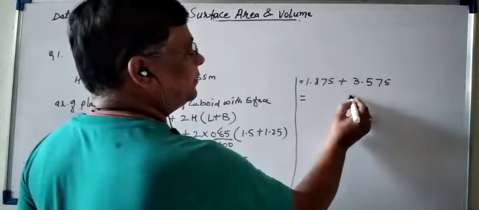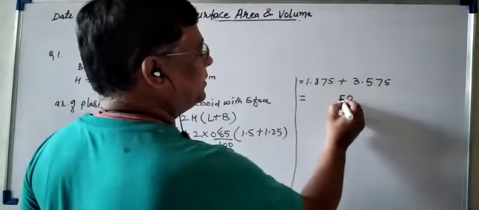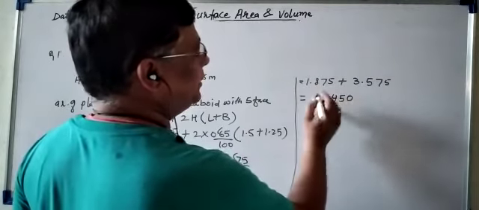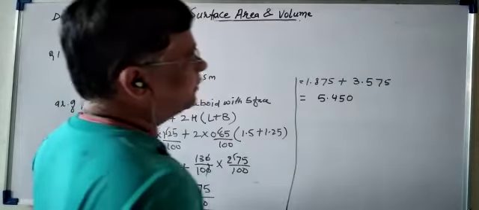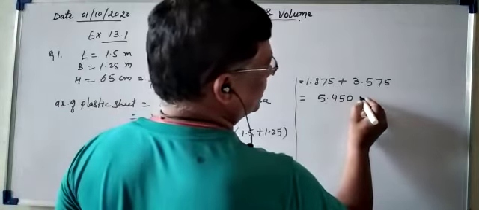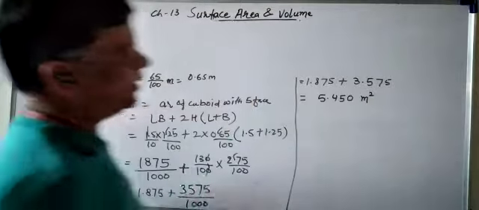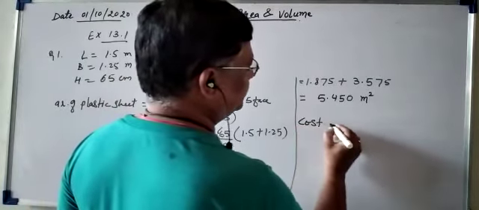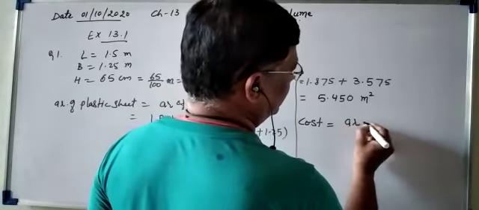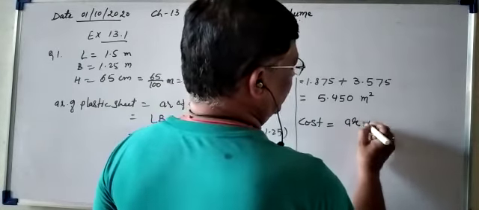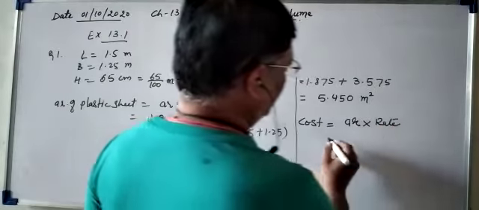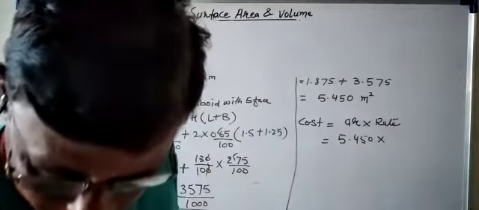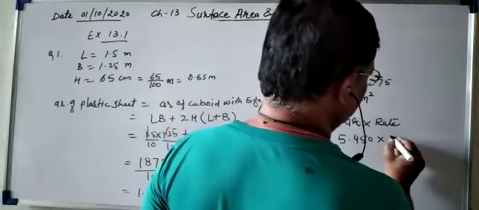Now total these values. 5 and 5 is 10, 7 and 7 is 14 and 1 is 15, 1 carry, 8 and 5 is 13 and 1 is 14, 1 carry, 1 and 1 is 2 and 3 is 5. So that is 5.450 meter square, the area of that plastic sheet. Now we have to find the cost of the plastic sheet. Cost is area into rate. In this case the area is 5.450 into the rate, which is rupees 20 per meter square.